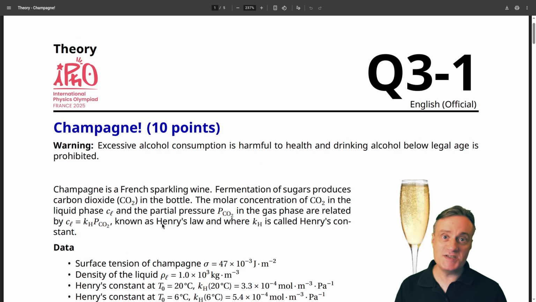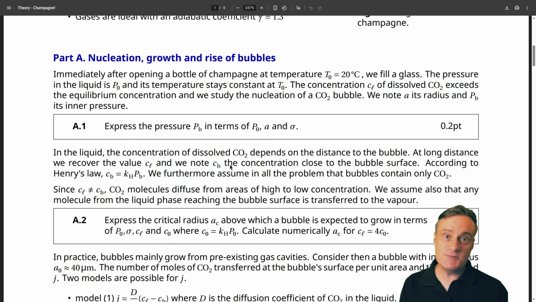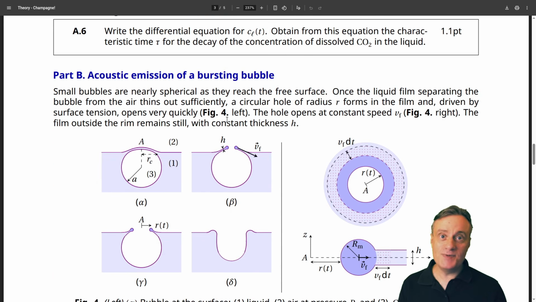Now for the third question, I guess we're on to the French question, which is all about champagne. And because it's high school students, I guess they had to put a warning on here about excessive alcohol consumption. This is split into parts, the first being about how bubbles start to form and how they grow and rise within the champagne. The second part is about how a bubble pops and makes a sound. And you can also analyze this in terms of the size of the bubble and the rate of the popping.